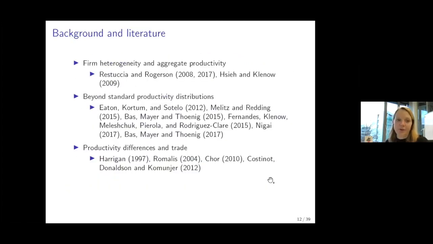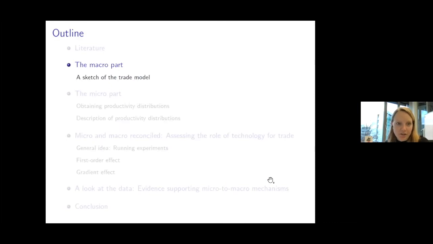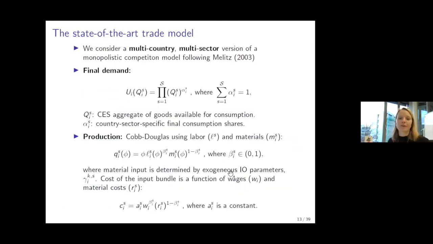Okay, I do not want to talk too much about the literature, but go right into the model. Most of you will know the model I'm talking about because it's the workhorse trade model, but so everyone is on the same page, let us quickly go through the main assumptions that we are taking here. So we're working with a multi-country, multi-sector version of a monopolistic competition model a la Melitz, meaning that we have a final demand across several sectors where we have a Cobb-Douglas version here with final consumption shares being fixed for each sector. Then every sector consists of the CES aggregate of goods available for consumption.